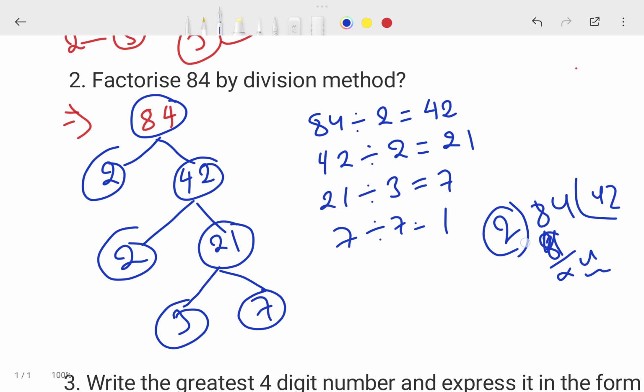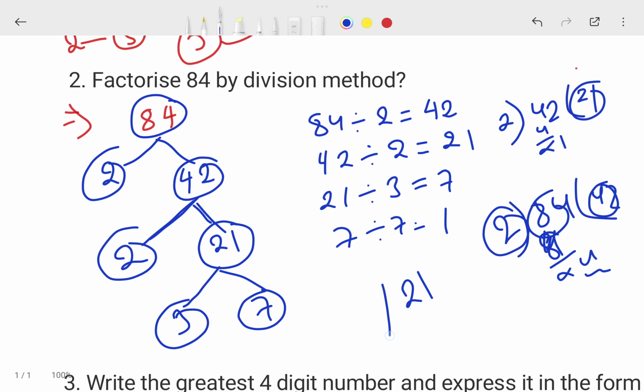So in the 2 table, this 84 is divisible how many times? 42 times, right? Here I'm doing it. How can you divide 42? It is divisible by 2 in the 2 table. You can divide by 2 only. So 2 ones are 2, 2 2s are 4, you will get 21.